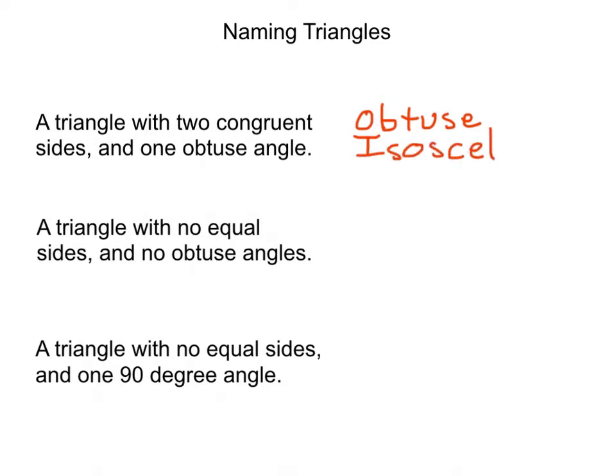So what we're going to do now is, as you finish this question, I want you to pause the video and try to name the two triangles that come afterward. You name them by the type of angle and then by their sides. So go ahead and pause the video and do that now.